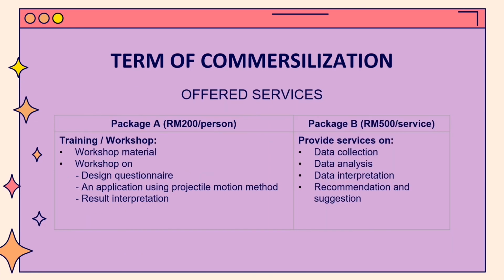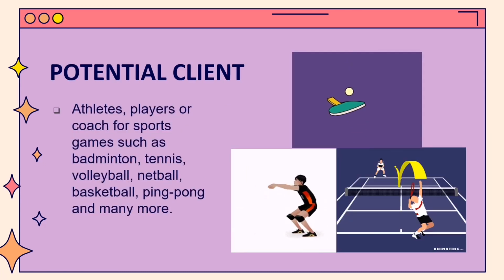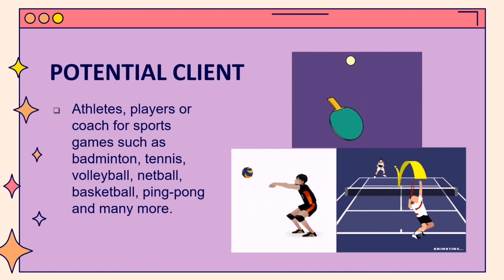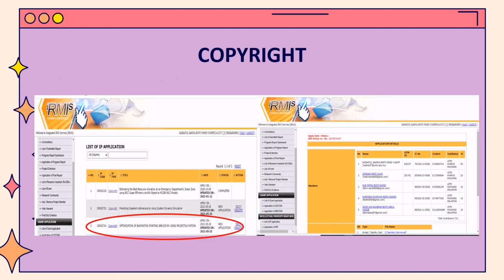The table shows the offered services that are divided into two types of package. Potential clients: athletes, players or coaches for sport games such as badminton, tennis, volleyball, netball, basketball, ping pong, and many more. This is the copyright of our publication.